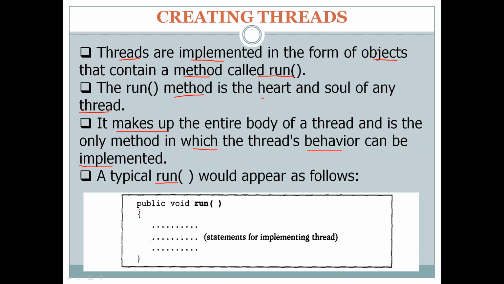The run method can be defined like this: public, return type void, method name run, and the method has a body, that is curly brackets open and close, and it may contain any number of statements for implementing the thread. So these statements define the behavior of the thread.